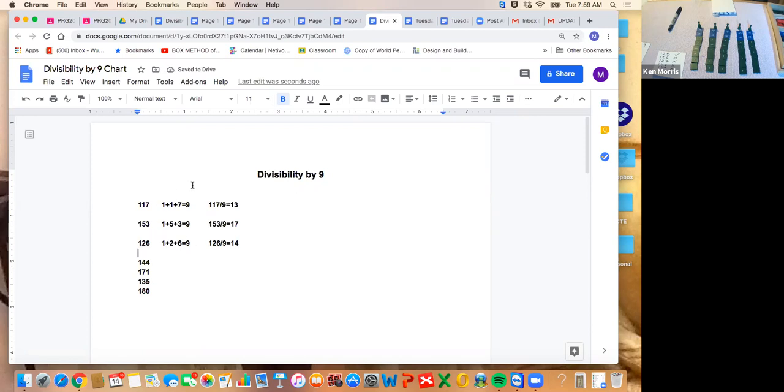At this point, the children will be, again, raising their hands. So what do you think here? What do you think is going on? Yes, you're absolutely right. It's like a magic trick that if you add the digits of the numbers and you get a number equal to 9, then you can be sure that that number will be divisible by 9.